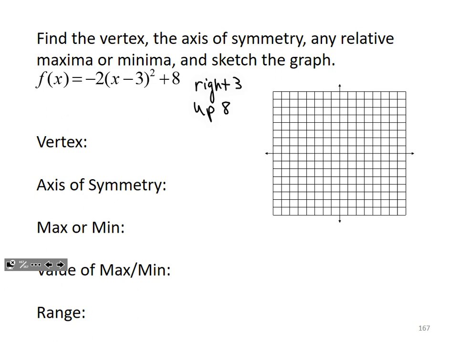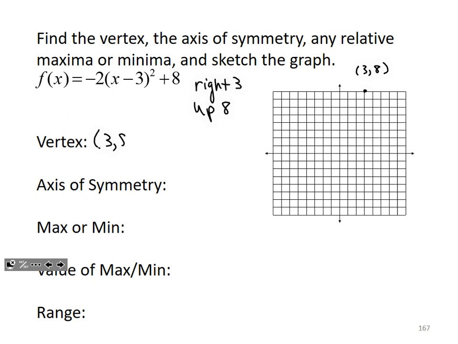So basically think about the fact that if you started at the origin, so if we started here at 0, 0, we would go right 3 units, and then up 8. So 1, 2, 3, 4, 5, 6, 7, 8. So we go right 3 and up 8. So there would be my point there. And that point right there represents my vertex. It's at 3, 8, because again, I moved it right 3 and then I moved it up 8. So that would be my vertex.